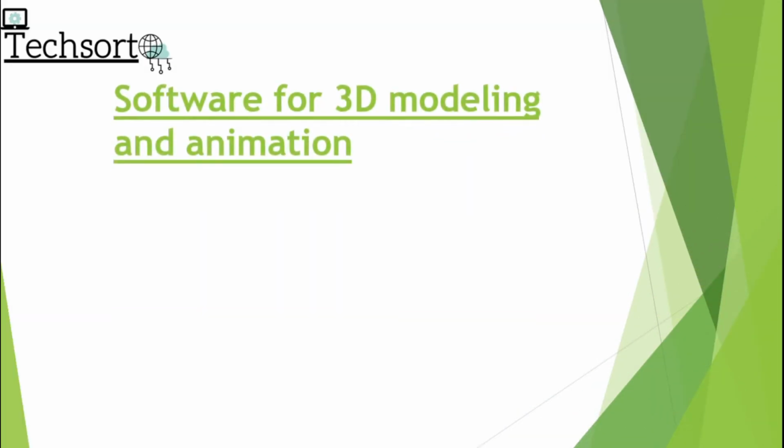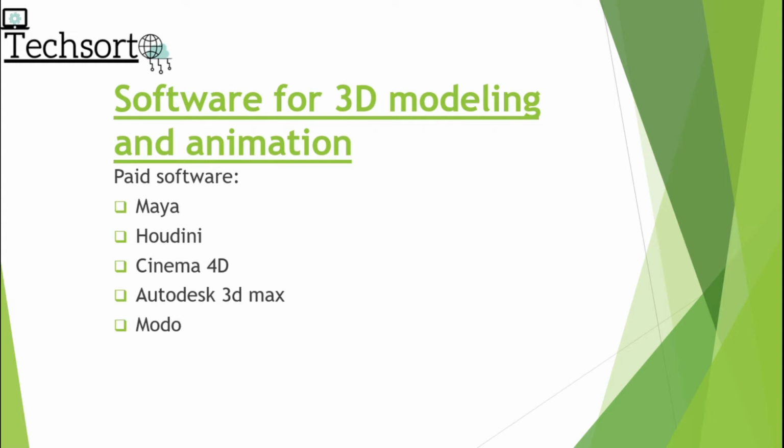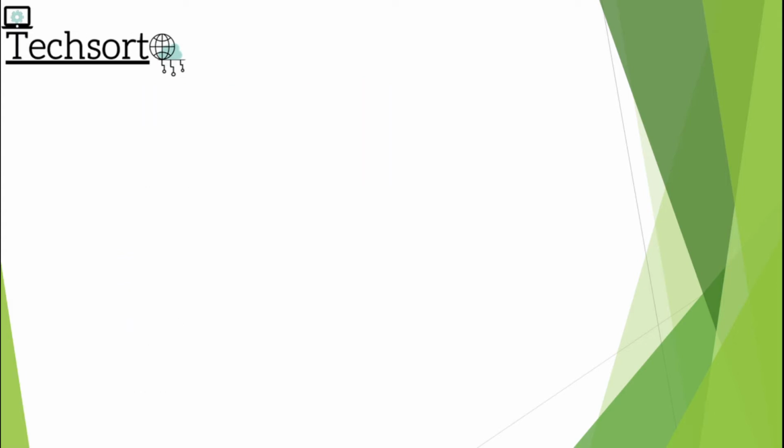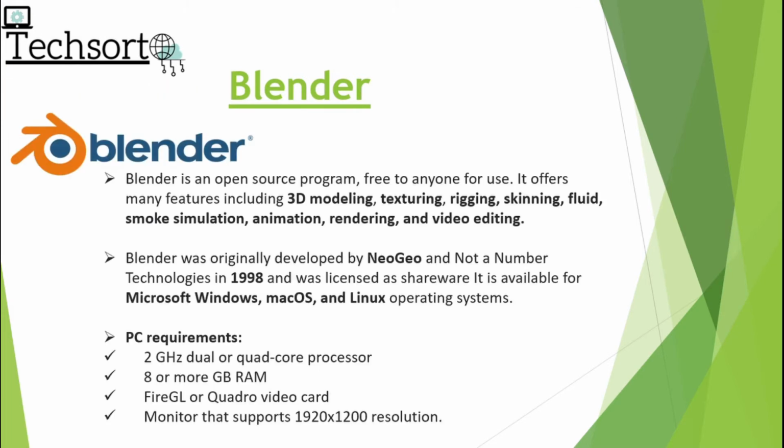There are many softwares which provide 3D modeling and animation, but they are paid and very complex to use. So we decided to take a free software which is called Blender. What is Blender? Blender is a software which provides all the features present in the paid softwares. You can see the PC requirements below to install this software by pausing the screen.